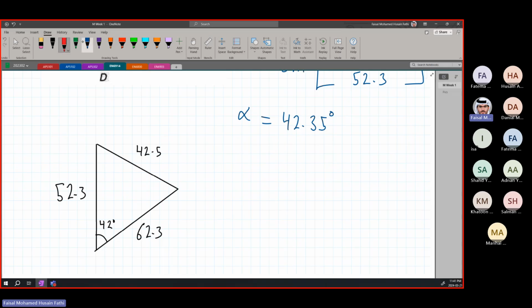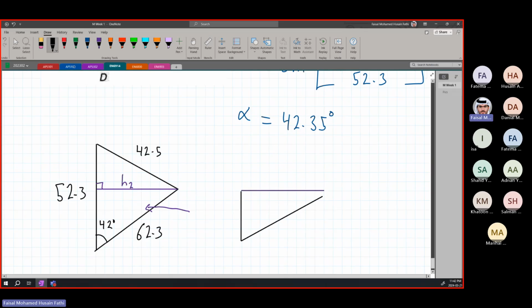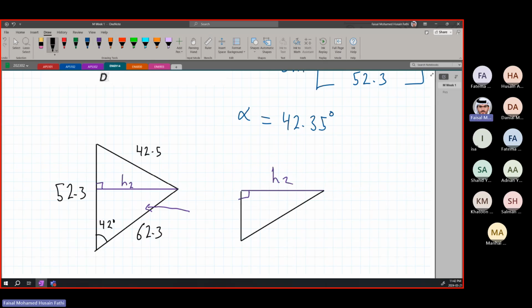Okay. Now we need to find the height, the perpendicular height. Let's do it in purple. This is the perpendicular height. We'll call this H2, for the second triangle. We will do the exact same steps again. Now, if you look, we can cut this into half. We can take just this triangle over here to find the perpendicular height. So if we redraw just the bottom triangle, it's going to look something like this. And this is a right angle, and this is H2. This is 62.3, and this is 42 degrees.